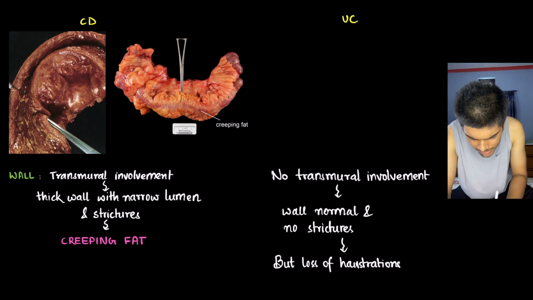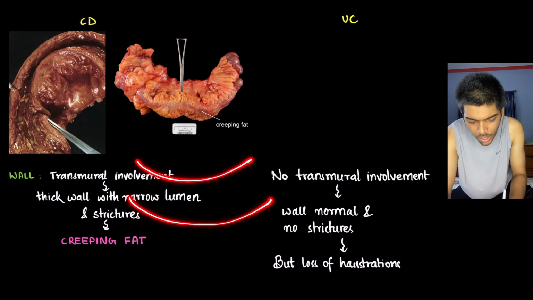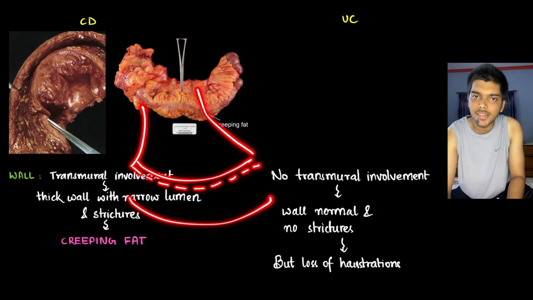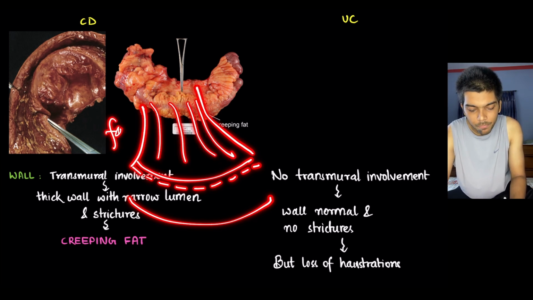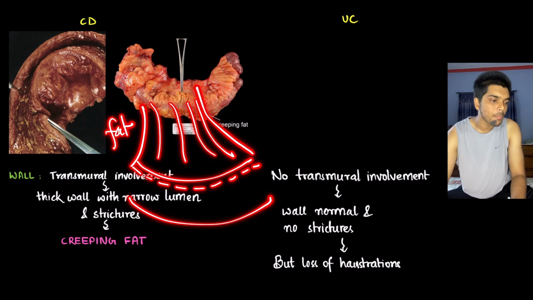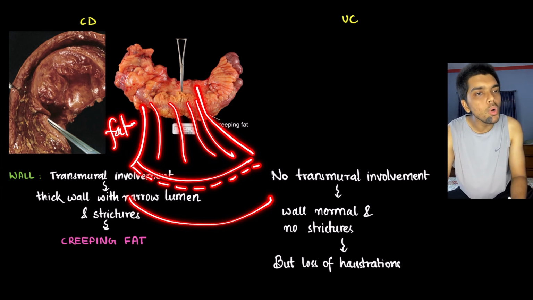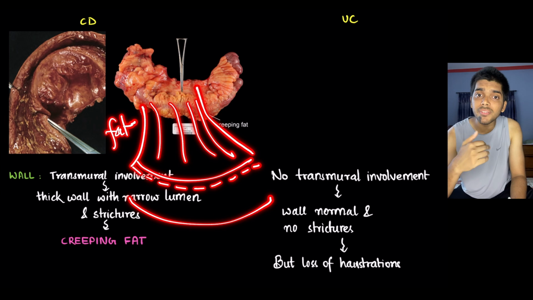Now, normally, this is your intestine. One of the borders of the intestine is the mesenteric border, and to this mesenteric border, the mesentery of the intestine is attached. On this mesentery, you have lots of fat. This is what we normally have. In case of Crohn's disease, as I said earlier, there is transmural involvement. That is, there is fibrosis throughout the complete thickness. That means outside also there is fibrosis now.